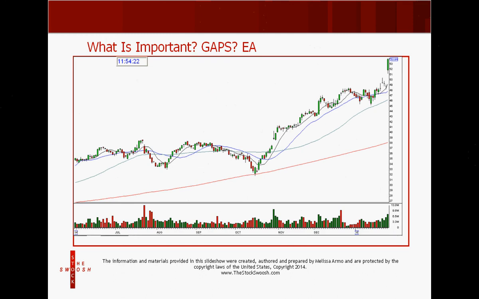So again, what is important? Who's in control? What else is important? Gaps. This is the strategy that I use to read the control, okay? So how am I reading the price action, the control? Through gaps. This was a gap that happened last week. This was a bullish gap.